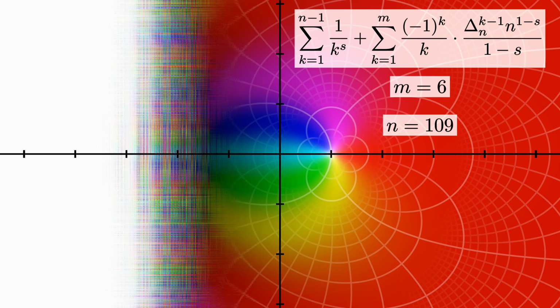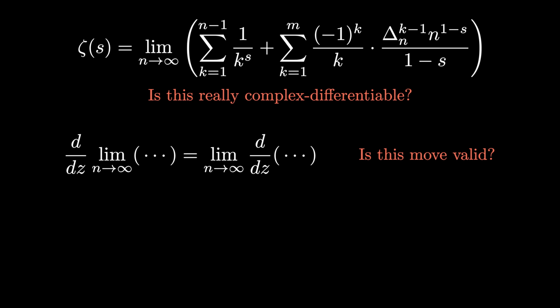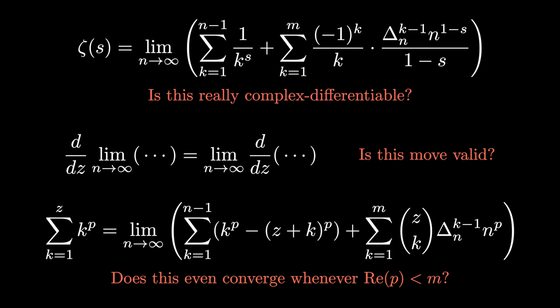I know I've been playing it loose in this video. I never proved that this function is differentiable, which is the requirement for it to be an analytic continuation. I also never justified the interchange of the limit and the derivative in the derivation. In fact, I never even showed that the fractional sum formula converges, which is the backbone of this whole video.